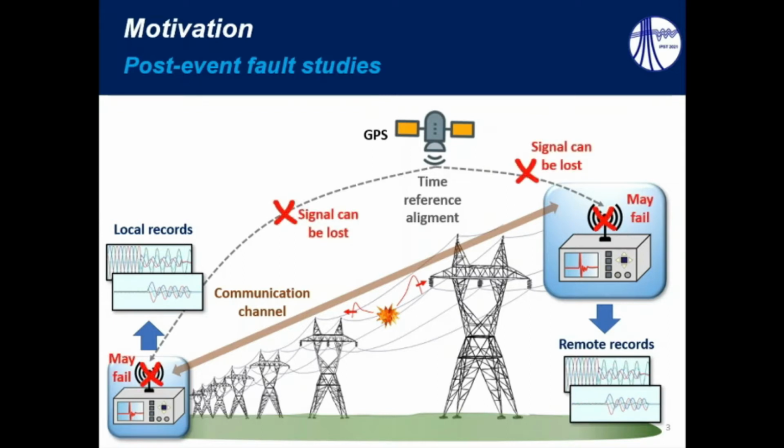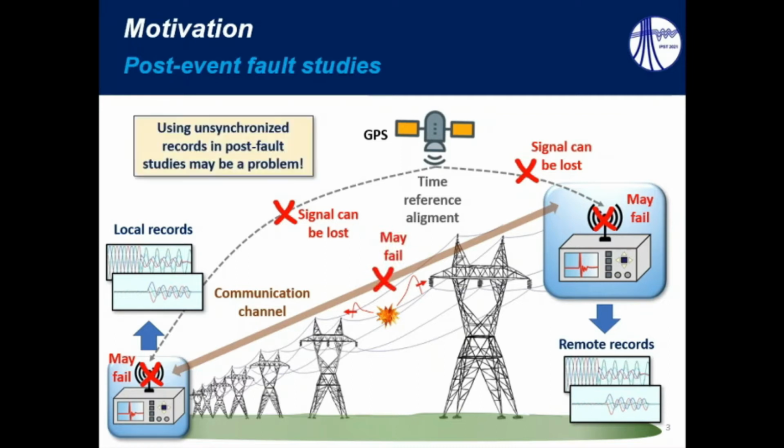However, we know that the GPS antennas may fail, the GPS signal can be lost, the communication channel may fail, or it can be out of service, in such a way that using unsynchronized records in post-fault studies may be a problem, especially if you need microsecond time scale accuracy.